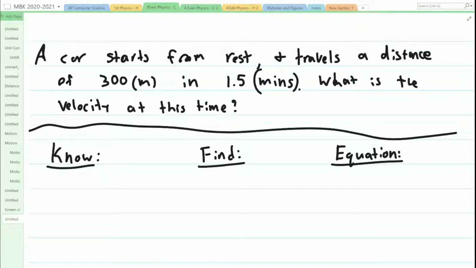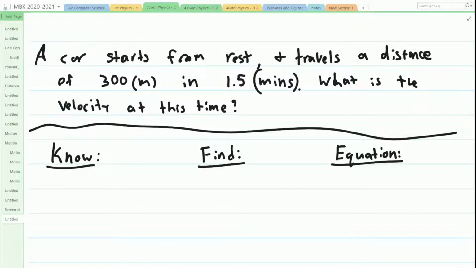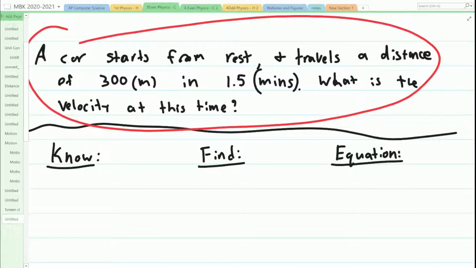We have a car that starts from rest and it travels a distance of 300 meters in the time frame of 1.5 minutes. And I'm asking, what is the velocity at this time? So when we are doing these problems, the very first thing that we do is we rewrite the problem statement. Okay, so this is the problem statement.